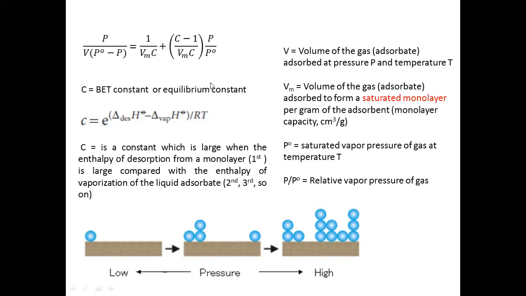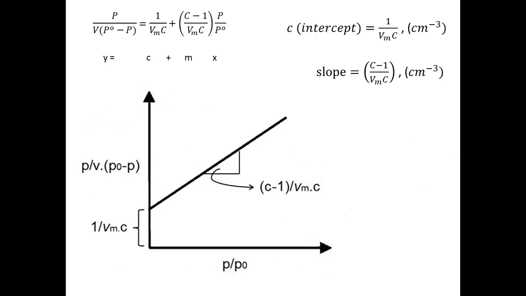So again, P over P naught is left. Actually, there is no need to define this separately, because we have already discussed it before. But it is called the relative vapor pressure of the gas, because P is going to change, but P naught is not going to change, because this is the saturated vapor pressure and has a constant value. And because this is the relation between the two pressures, that's why it is called the relative vapor pressure of the gas.